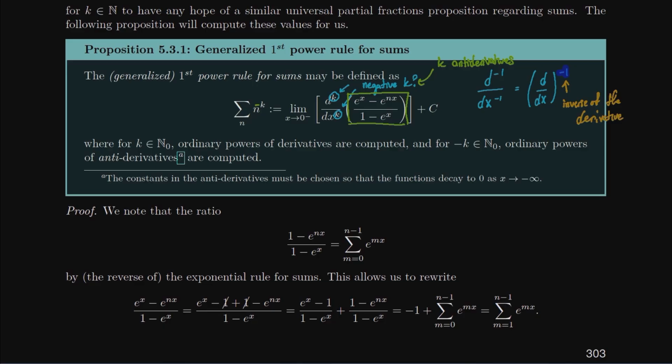And that's an easy enough thing to compute. We have to be a little bit careful when we compute antiderivatives because they're not unique. So I have this little footnote that says the constants in the antiderivatives must be chosen so that the functions decay to 0 as x goes to negative infinity. It's an easy enough thing to do. You would find out how to do it if you decided to compute the antiderivatives. We're actually going to avoid computing all of these things today. We're just going to make this a definition and work with it for the rest of the day.